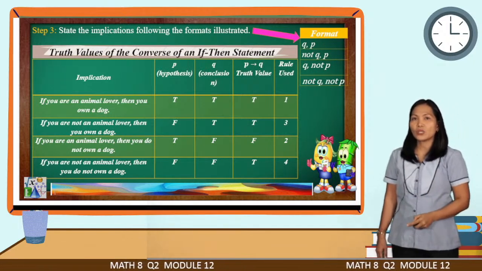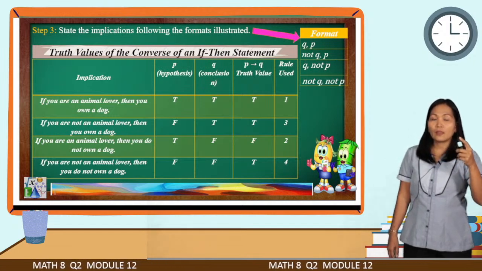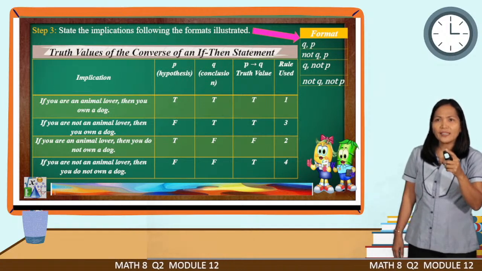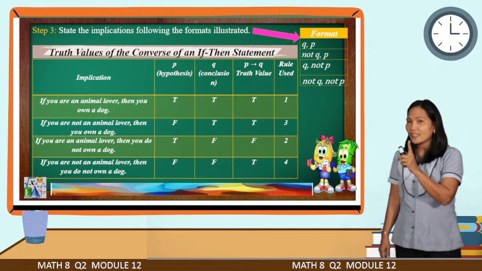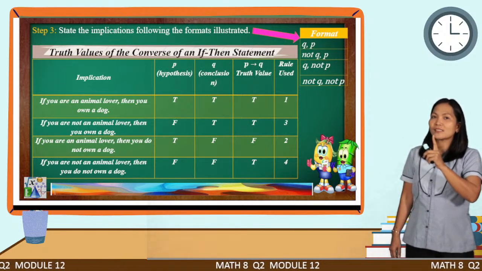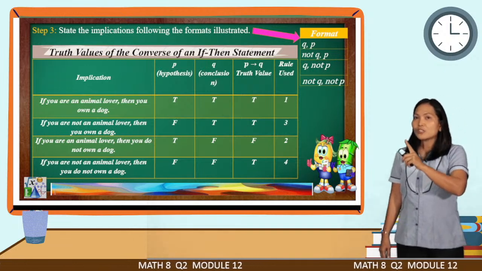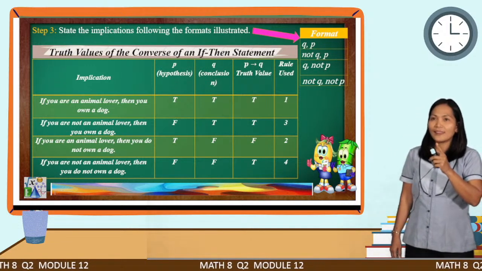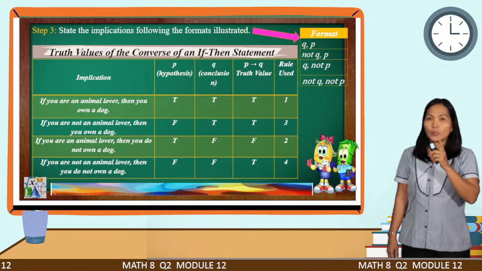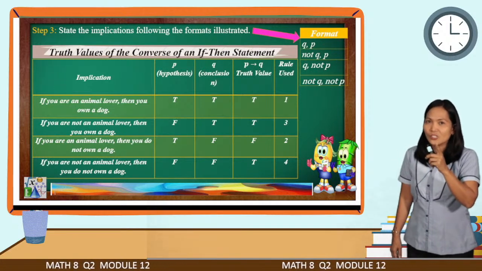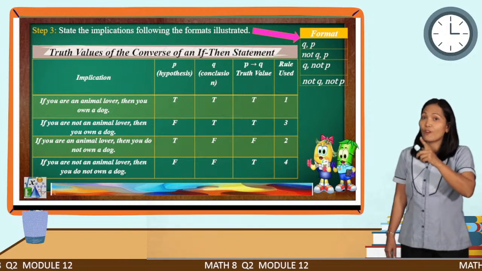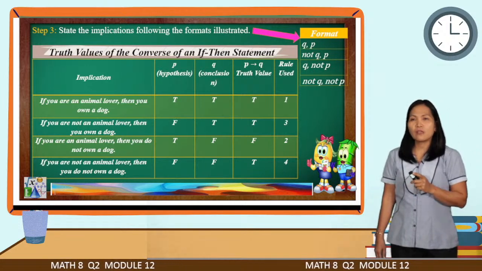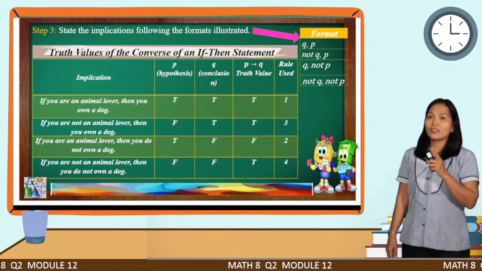For the second implication, if not Q, then P. So, our hypothesis, you are not an animal lover. Take note of the word not. It opposes the thought of the original one. So, it is false. Our conclusion, you own a dog. It does not change. So, it's true. What is our decision? It's true. False, true, true. We use rule 3.